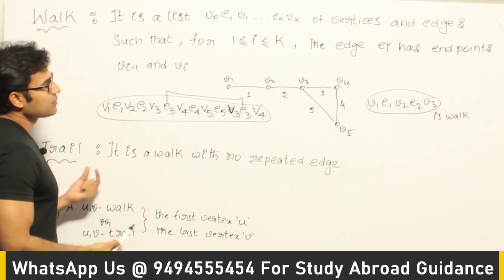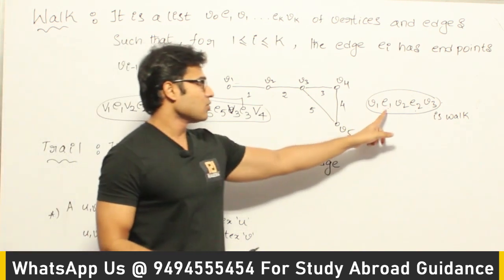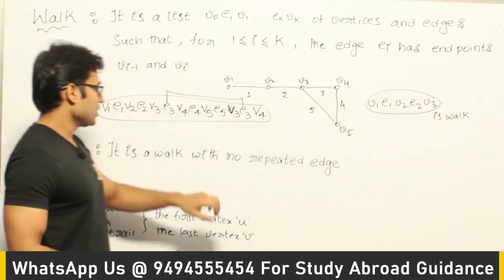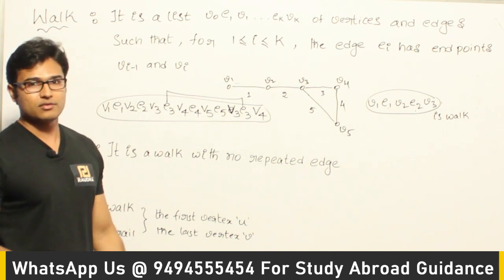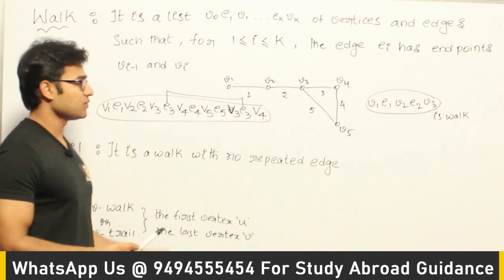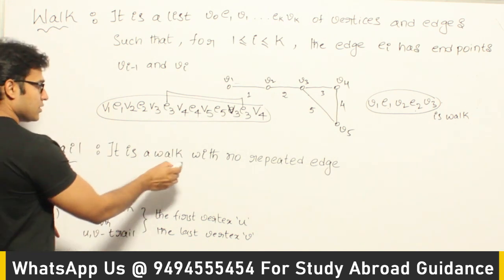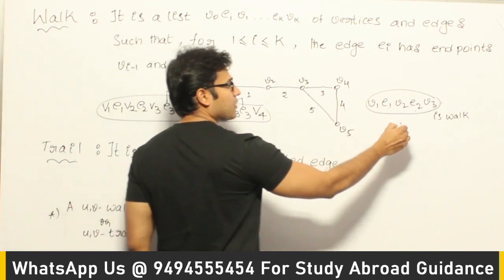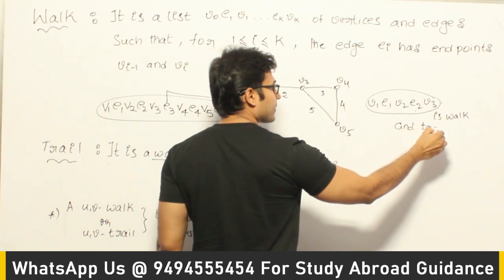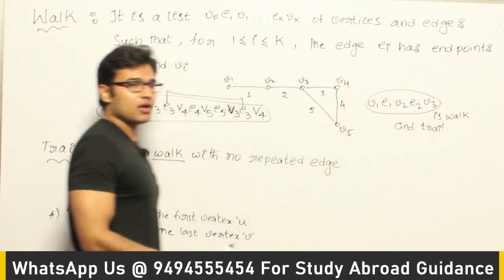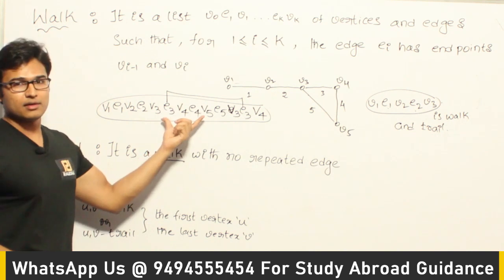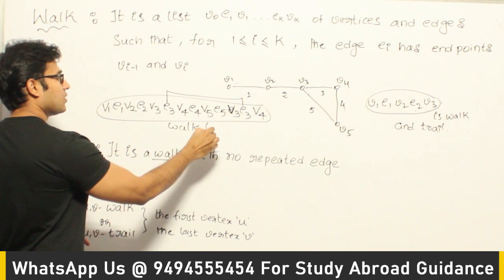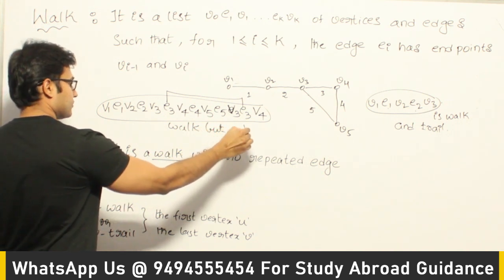So what is the main difference between a trail and a walk? In a walk we can have repeated edges as well as repeated vertices, but in a trail we are not supposed to have any repeated edges. That is the main difference between a walk and a trail. So a trail is also a walk with no repeated edge. Therefore this is both a walk and a trail. Now if you observe, this is clearly a walk but not a trail.